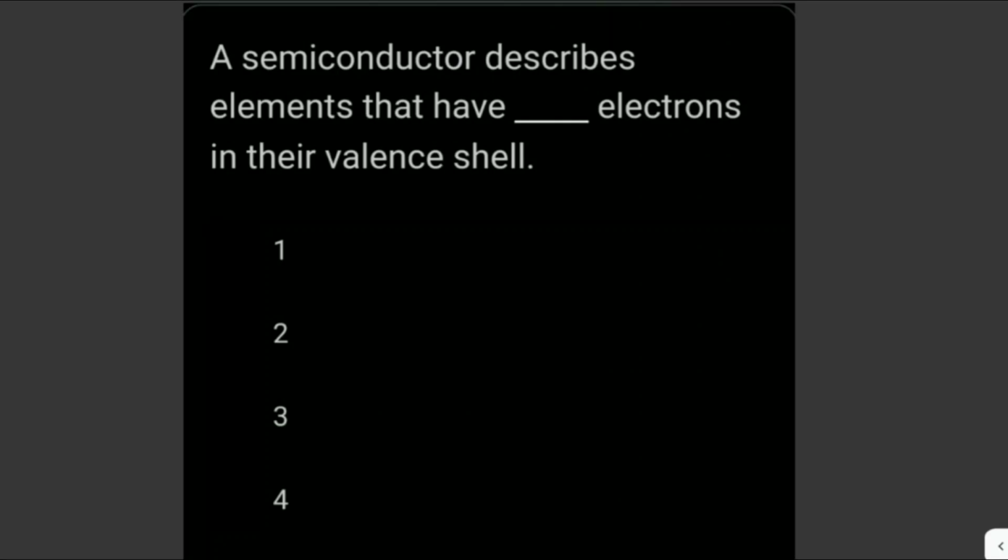A semiconductor describes elements that have blank electrons in their valence shell. So elements that have 4 electrons in their valence shell are called semiconductors. So the answer here is 4 electrons.